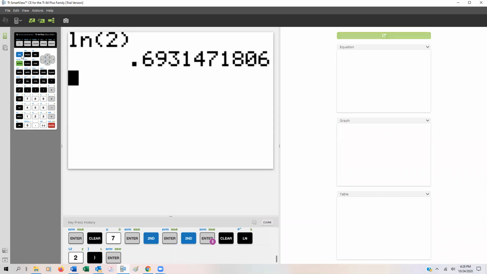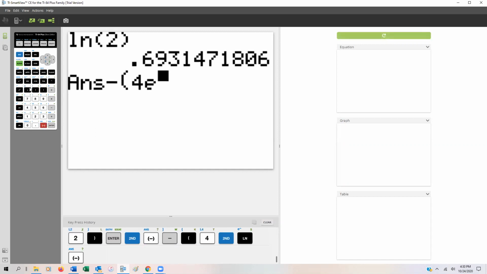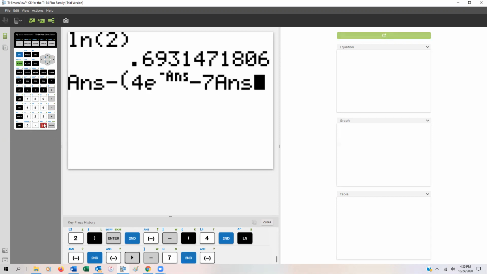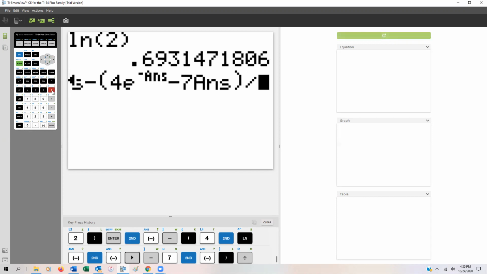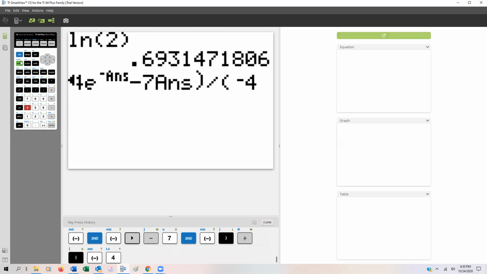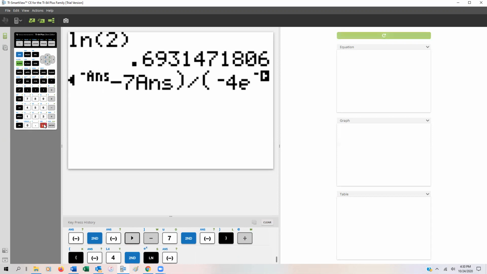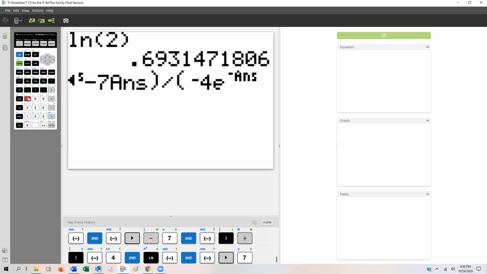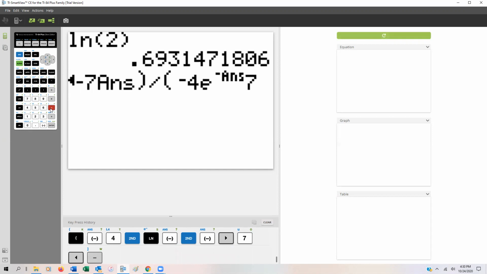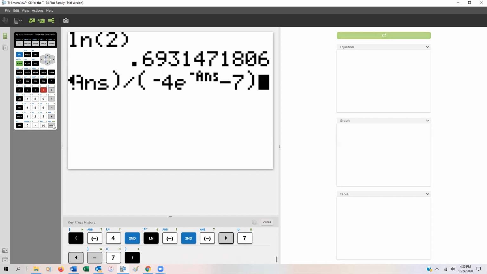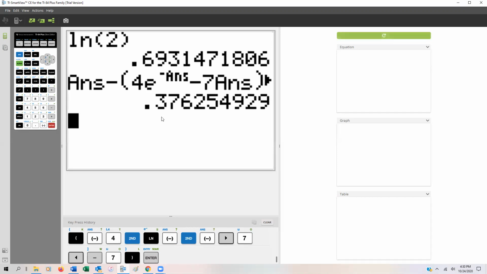All right, so we're going to say second ans minus quantity. Now remember, it was 4e to the minus ans. Okay, so we're not using ln of 2, we're using ans. Minus 7 ans. And then we're going to divide that by negative 4e to the negative ans, and then minus 7 times 7 minus 7. All right, and our answer we get is 0.37625.